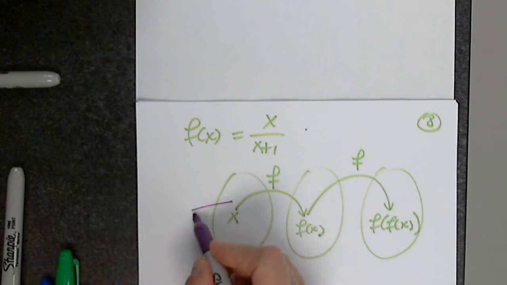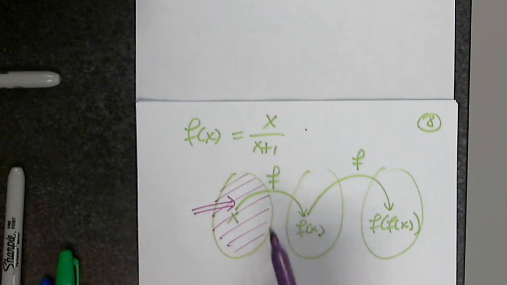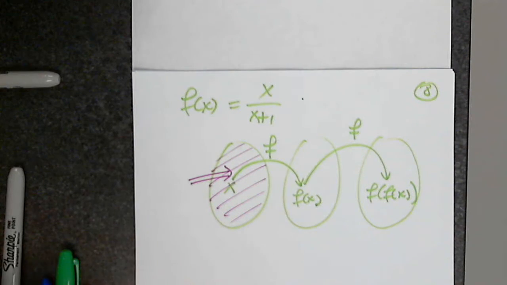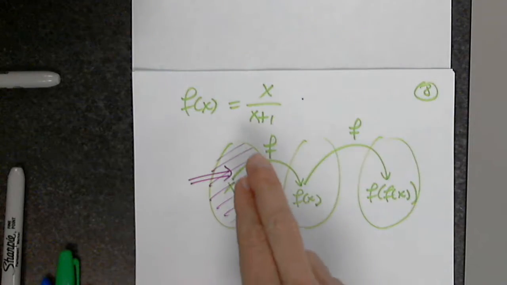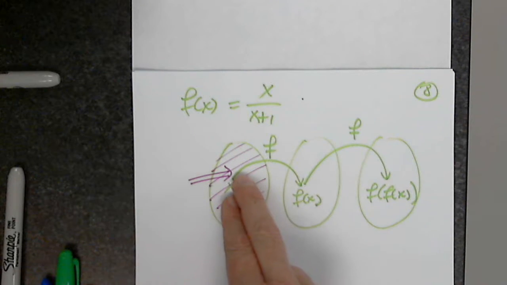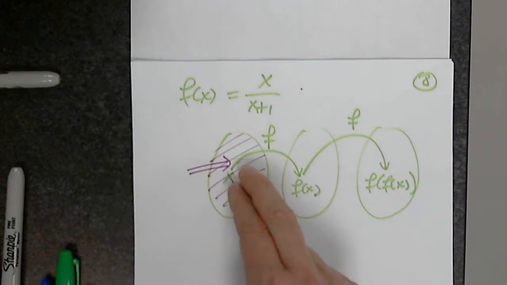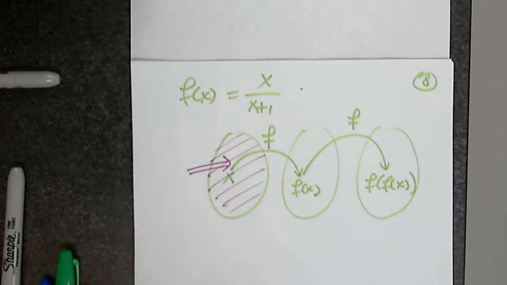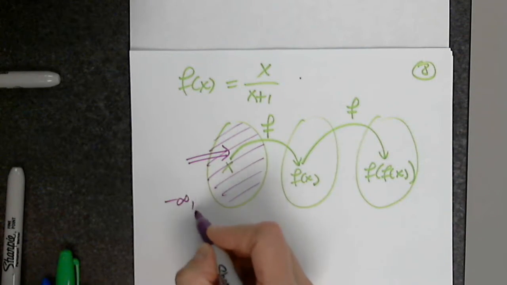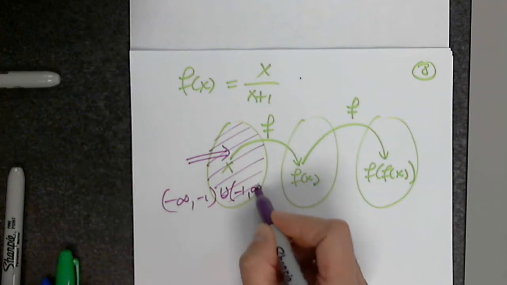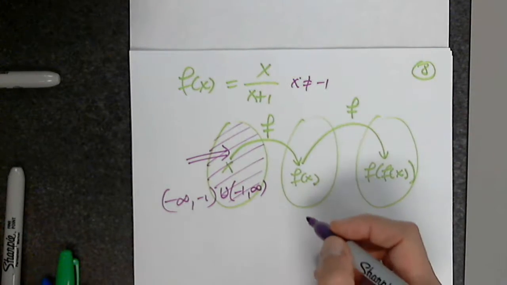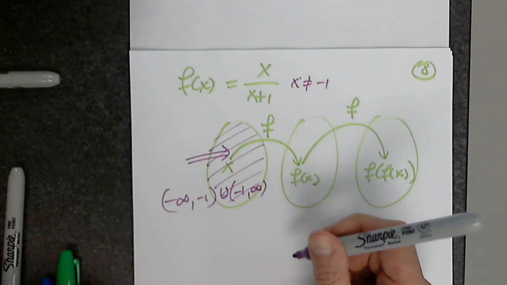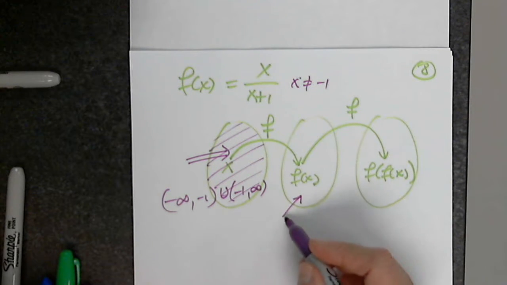Can anyone tell us what this set represents for f, x over x plus 1? First of all, what do we call it? Domain, excellent. So what will the domain of f of x be? Negative infinity to negative 1, union negative 1 to infinity, because x cannot be negative 1. It's obvious. Good. Now, which we don't know yet, we have to determine the range.